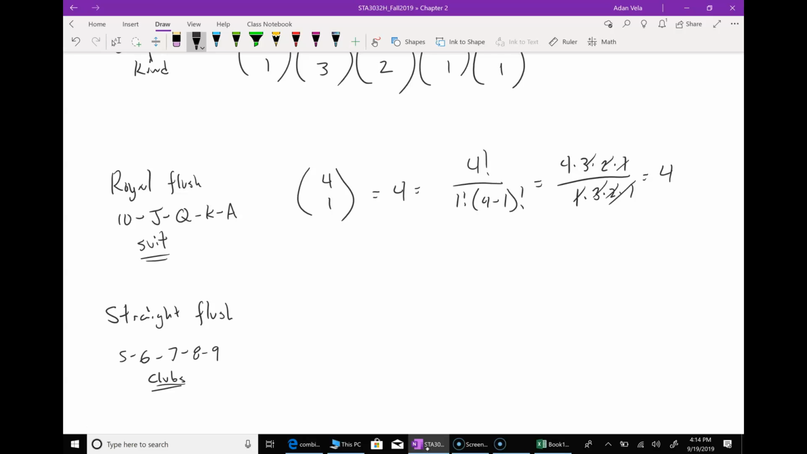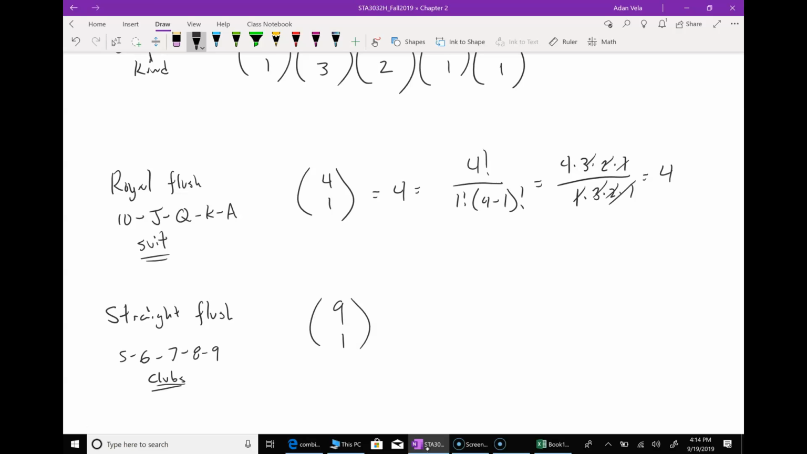Actually, there's another mistake in these notes, so just be aware. The first card that you could start with could be an ace through a 9. So you have 9 options of which card to start with. That's why first we choose our starting card, and we have 9 options to choose from.